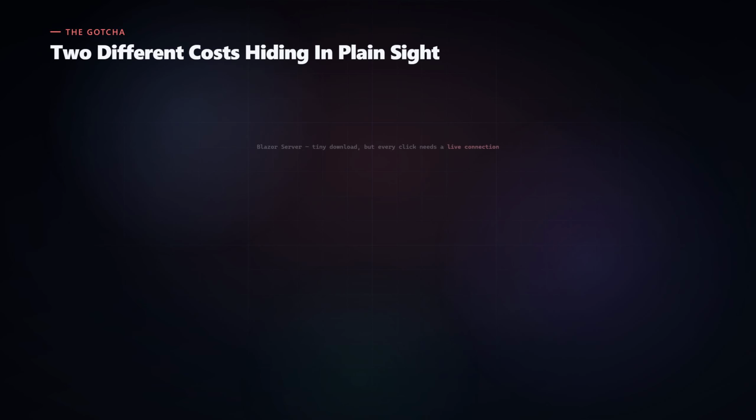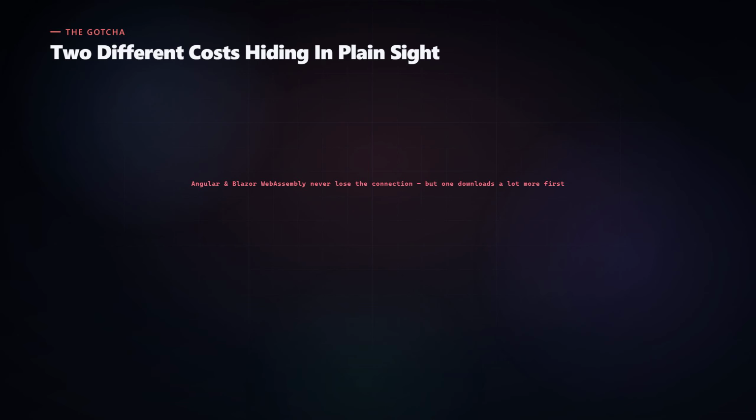Here's the gotcha both hosting models hide in their own way. Blazor Server feels fast because so little gets downloaded up front, but that speed depends entirely on a live connection. Drop the network for even a few seconds mid-click, and the whole UI can freeze or disconnect, forcing a reload. Angular never has that problem because it's already fully loaded and running locally.